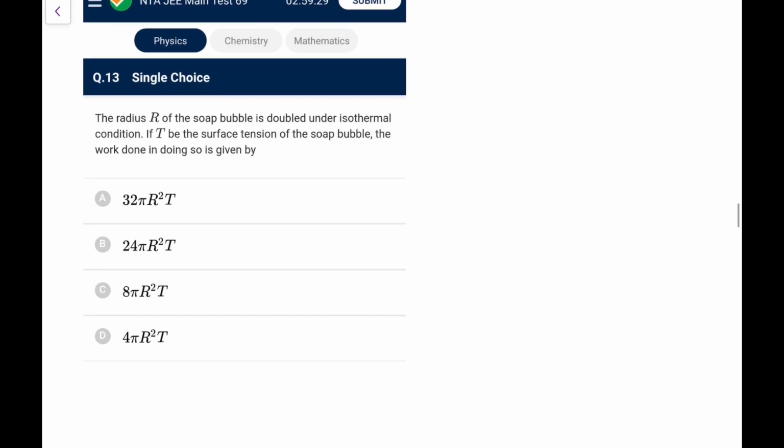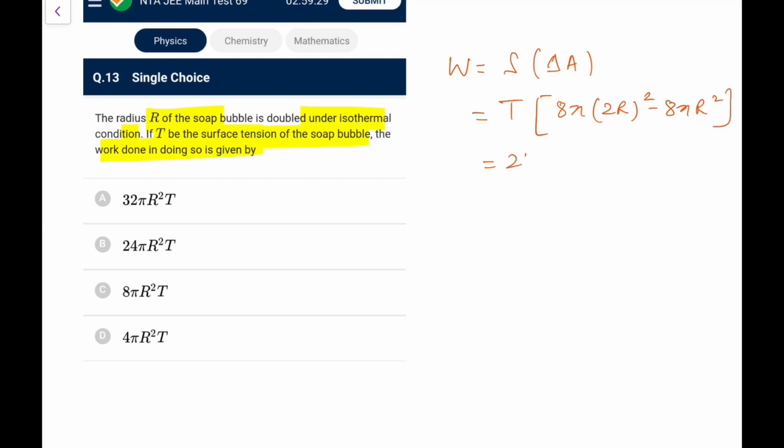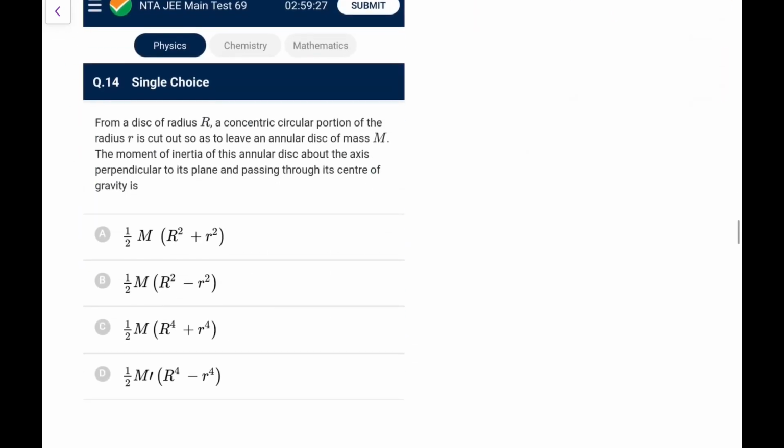Next one, the radius R of a soap bubble is doubled under isothermal conditions. If T is the surface tension, the work done in doing so is... it is doubled, so work done is equal to S into delta A. Here the area is doubled, S is T, and delta A would be not 4 pi r square, it is 8 pi r square, so it would be 8 pi into double radius 2r whole square minus 8 pi into r square, so it becomes 32 minus 8, 24 pi r square T, option B, because a double surface is formed in the bubble.